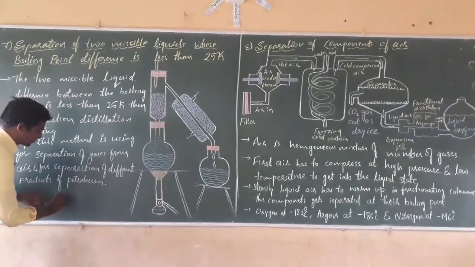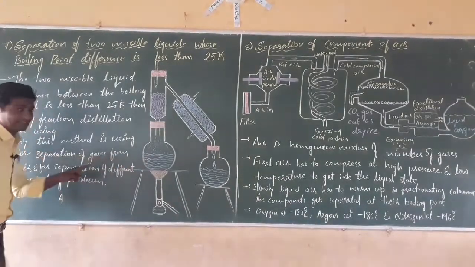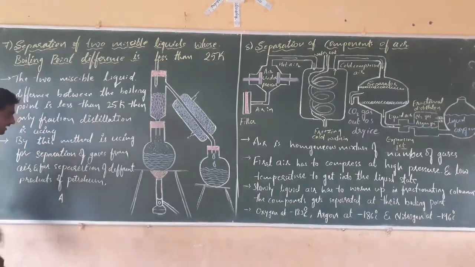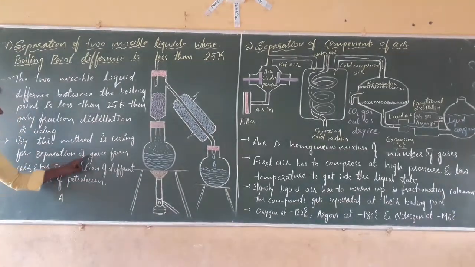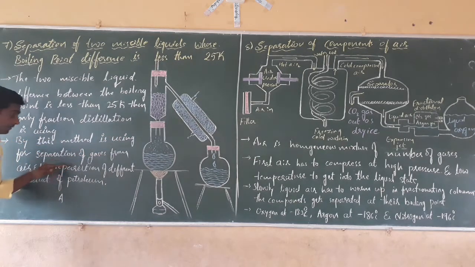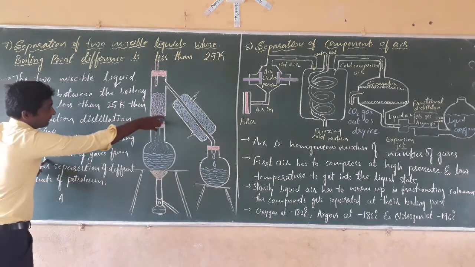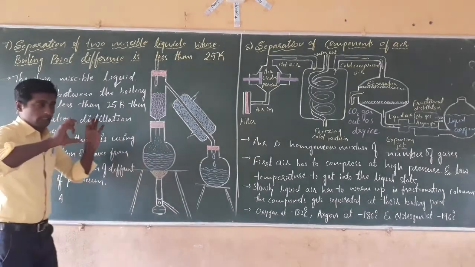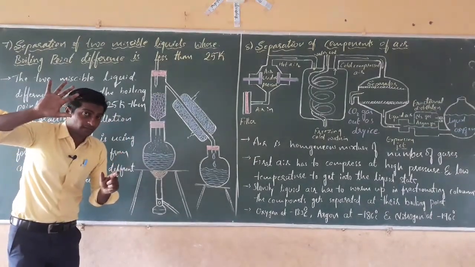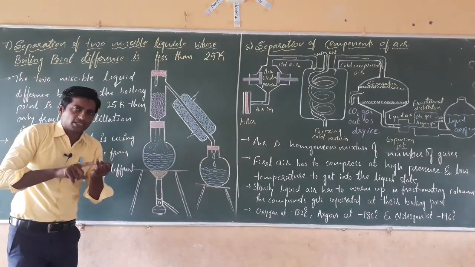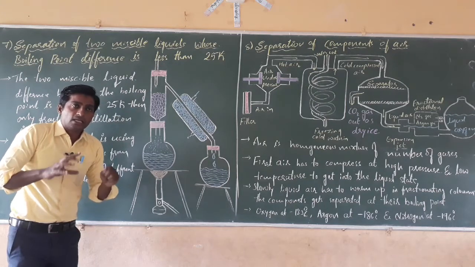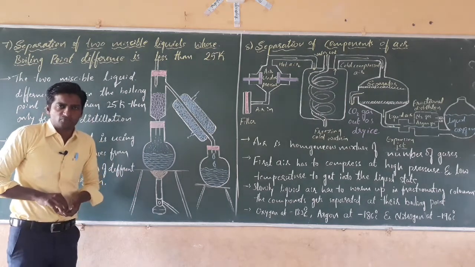for example, suppose here we have a mixture of air. By this method we can separate the components of air. By the fractionating method, we can separate the components of air. In air, a number of gases are there: nitrogen, oxygen, carbon dioxide, argon, etc. A number of gases are present in the atmosphere.